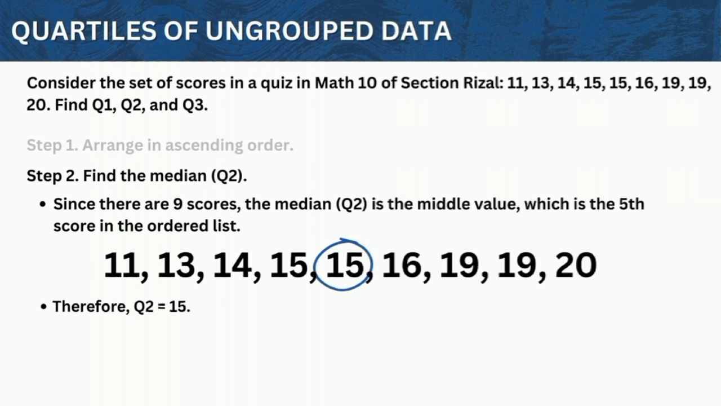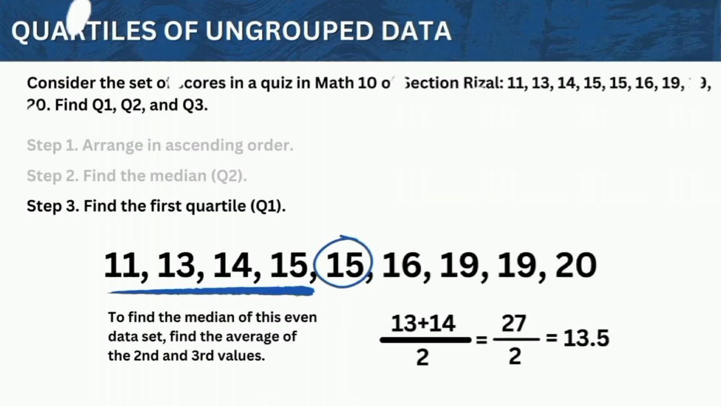First, let us try to pinpoint the median. Since there are 9 scores, the median is a middle value, which is the 5th score in the ordered list. Therefore, quartile 2 equals 15. The first half of the dataset, excluding the median, is 11, 13, 14, and 15. The median here is the average of the second and third values, which are 13 and 14. That is, quartile 1 equals (13 + 14) / 2 equals 13.5.